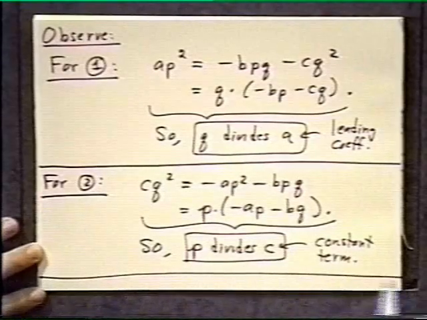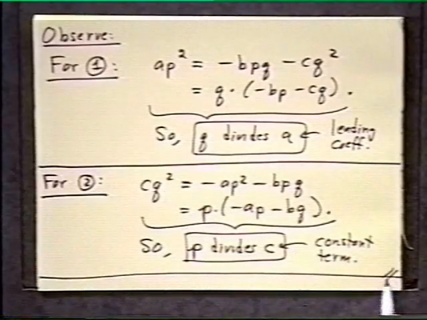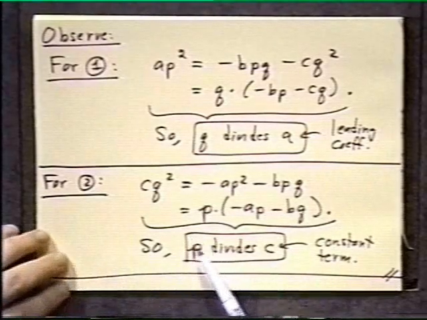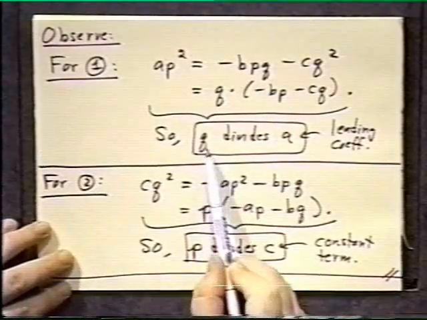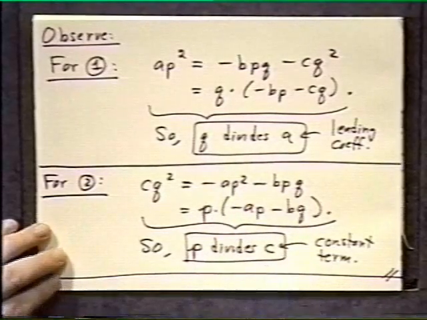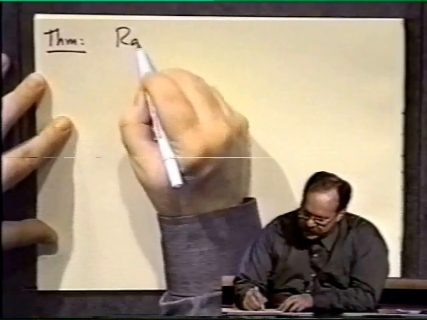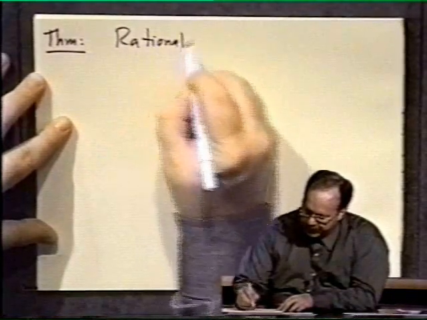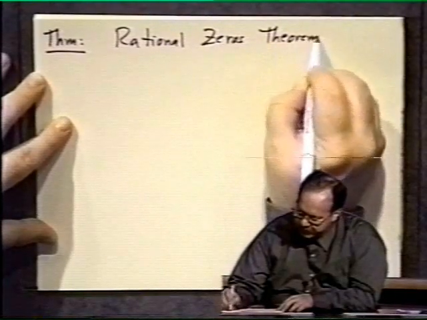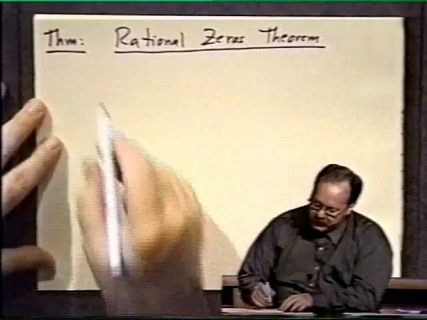So what we've discovered is that if, in this little idea generation, P over Q is a root, or a 0 of our polynomial, then the bottom divides the leading coefficient and the top divides the constant term. And that works in general and leads us directly to the following theorem, which is what this section is about. This is called the Rational Zeros Theorem. And it goes like this.